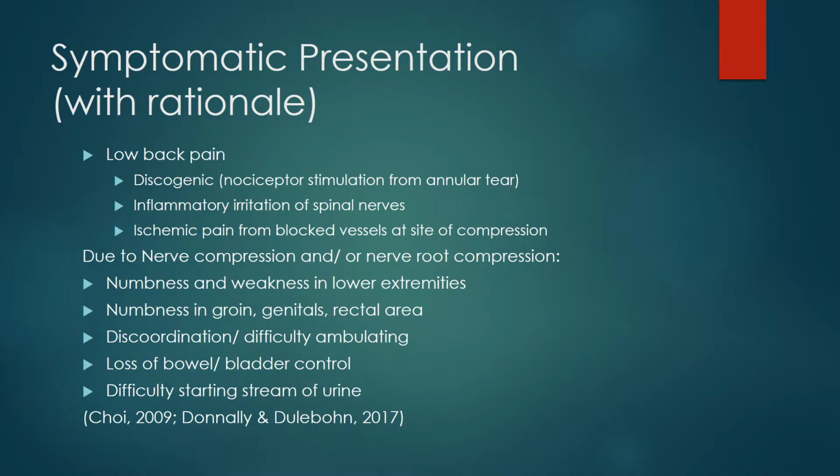Due to the nerve compression and/or nerve root compression, you also can get disruptions in the signals going from the brain to the spinal cord and to the periphery. So you get some numbness and weakness in the lower extremities. You can have numbness in the groin, genitals, and rectal area. Some people have discoordination and difficulty walking. Loss of bowel or bladder control is also one of the more emergent symptoms that we see.